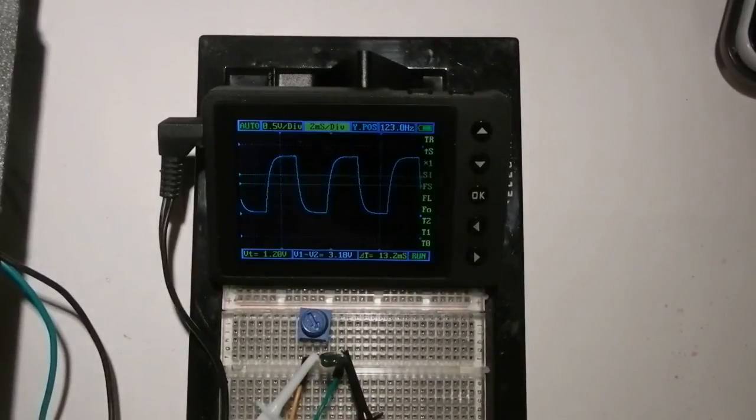Look at that. That looks weird. It looks sort of square wavy, but it's round. It looks like a capacitor charging and discharging. So that's a low-pass filter.